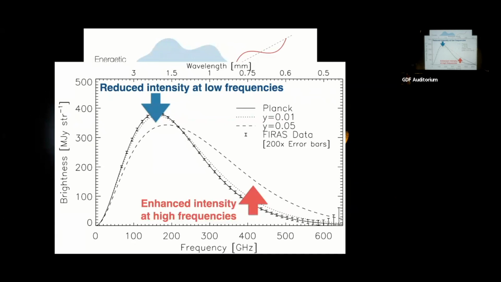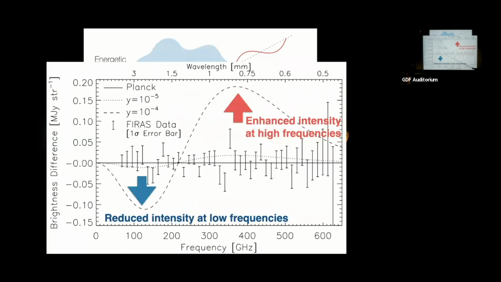And its magnitude is characterized by something called the dimensionless Compton Y parameter. The bigger this is, the more thermal pressure of gas. So if you subtract the CMB, right? Now these are real errors, not multiplied by 200. Then you get this kind of decrement in intensity in low frequency and increment in high frequency, right? It's negative relative to CMB, but this is not absorption. Okay, this is scattering. So this Compton upscattered from here to there.